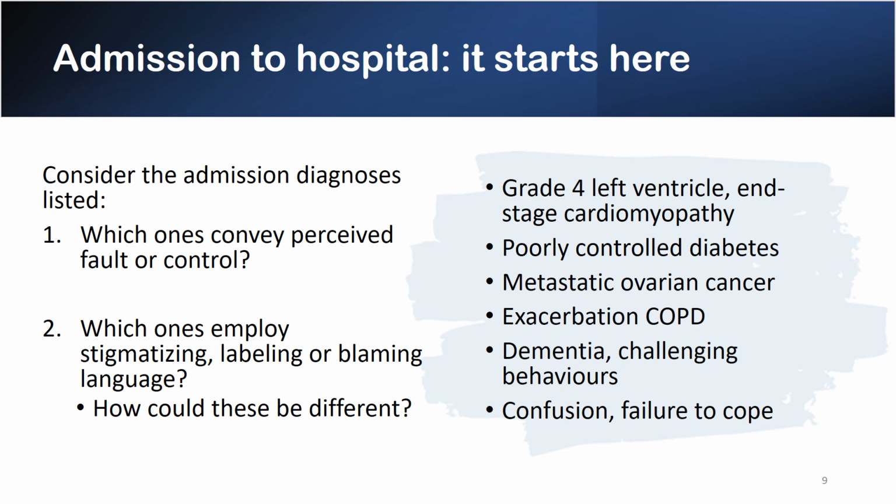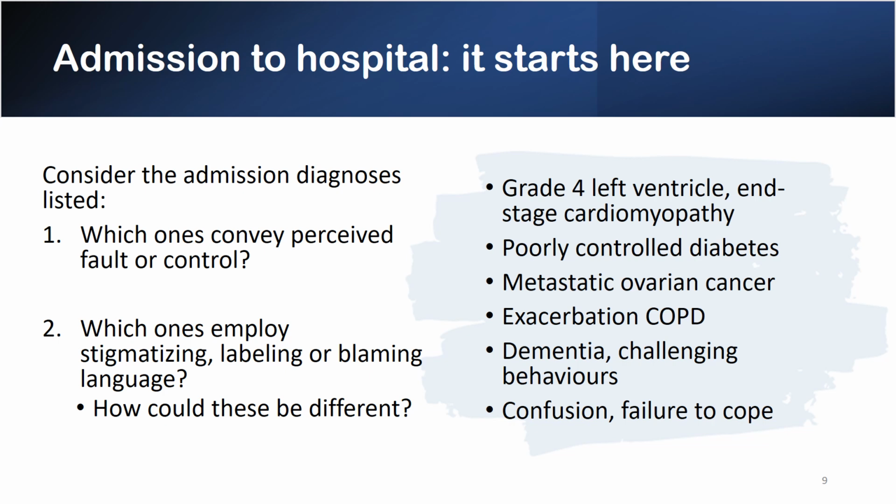Which ones convey perceived fault or control over the illness or disease state? The perceptions of fault, control, and blame are higher for poorly controlled diabetes, dementia, challenging behaviors, and confusion, failure to cope. In each of these, there is an underlying assumption that the person is at fault, not doing their best, and is less worthy.